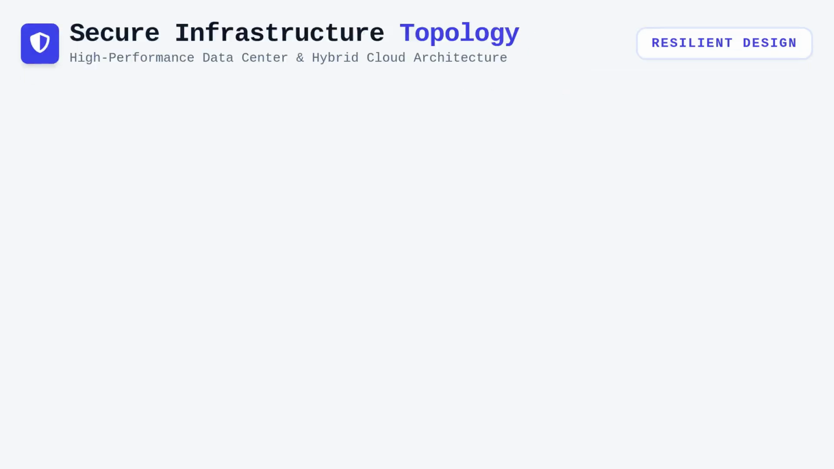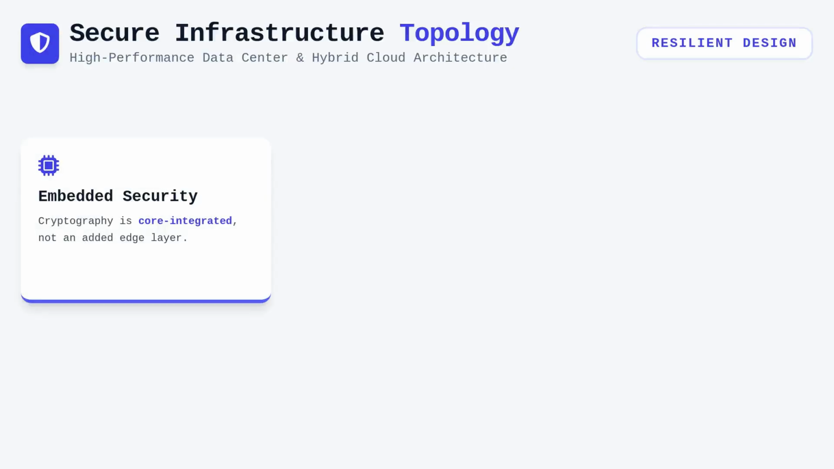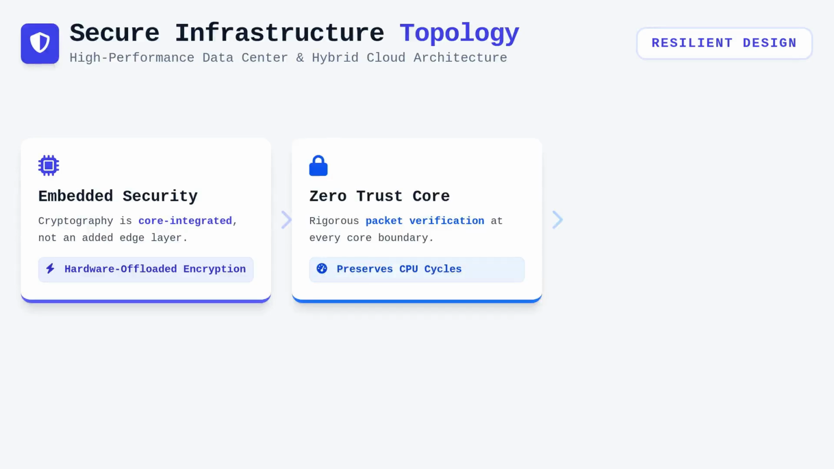Cryptography and security baselines must be embedded within the topology itself, rather than viewed as an optional layer added at the edge. Within the data center, high-speed encryption protocols are often offloaded to dedicated chips within the networking hardware to preserve processor cycles for application traffic. We must ensure that our design choices do not negate these cryptographic features, especially when implementing zero-trust architectures that verify every packet crossing the core boundary.